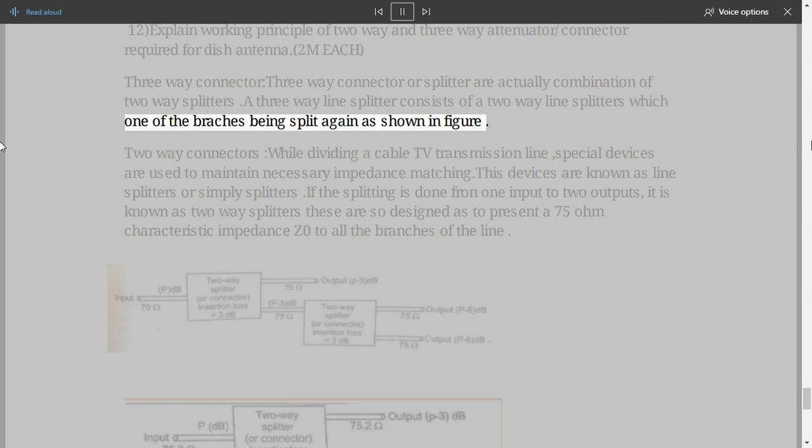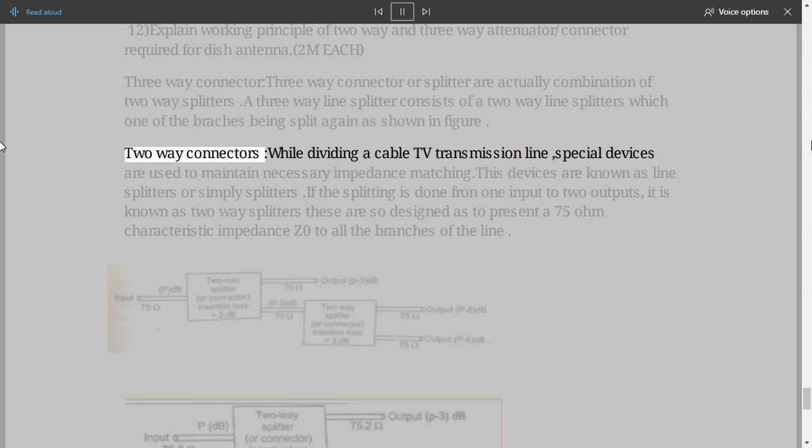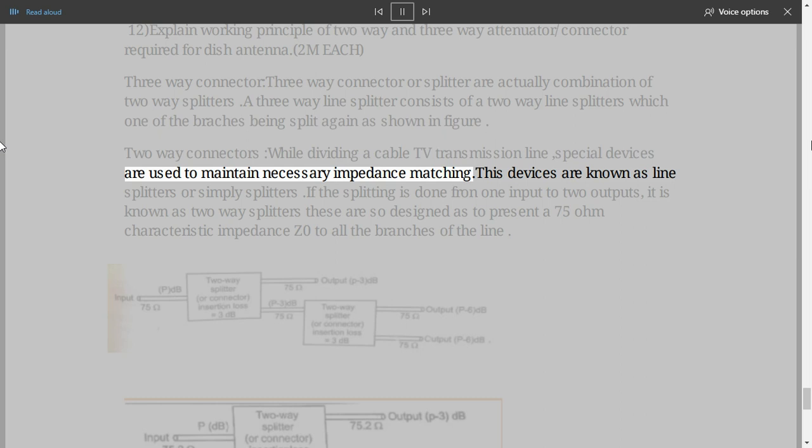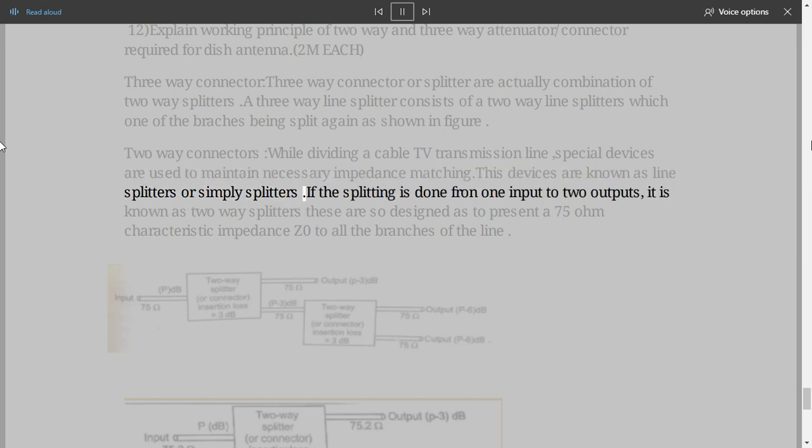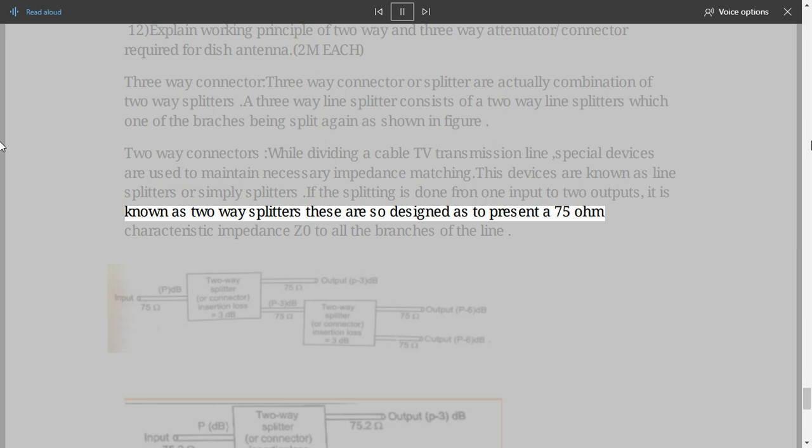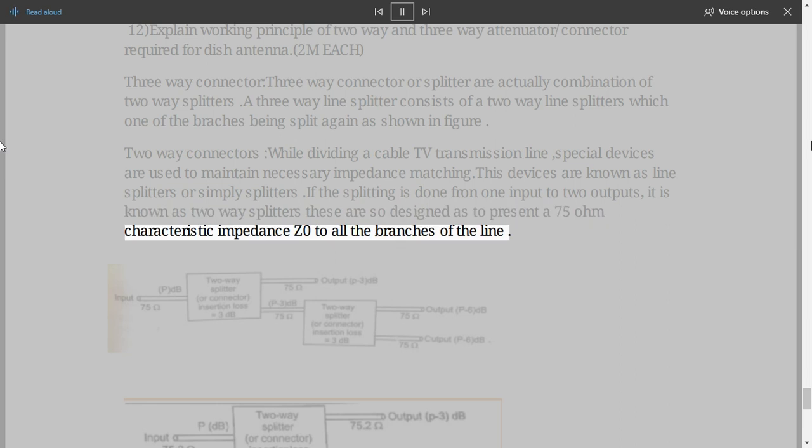Two-way connectors. While dividing a cable TV transmission line, special devices are used to maintain necessary impedance matching. These devices are known as line splitters or simply splitters. If the splitting is done for one input to two outputs, it is known as a two-way splitter. These are so designed as to present a 75 ohm characteristic impedance Z0 to the transmission line.